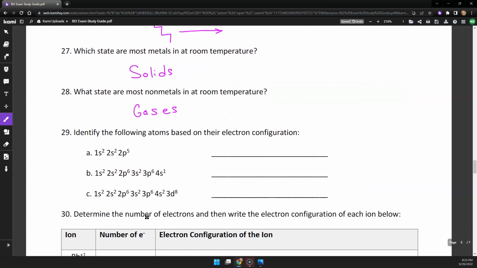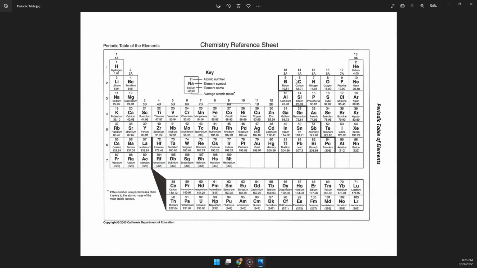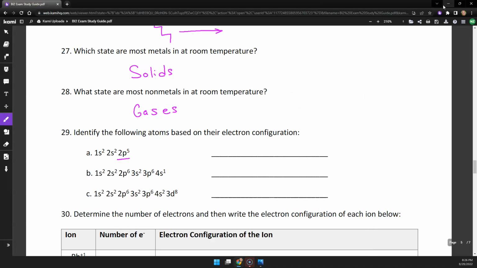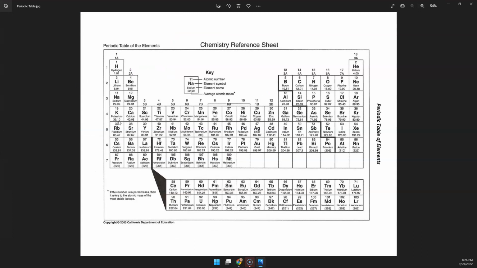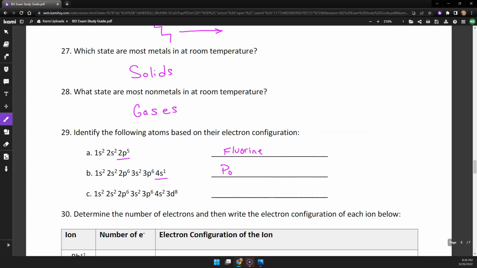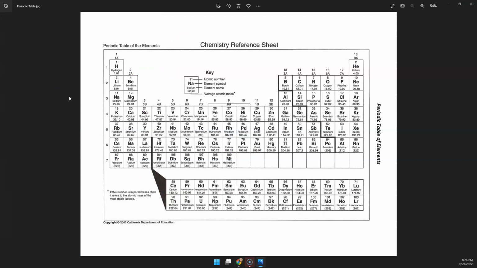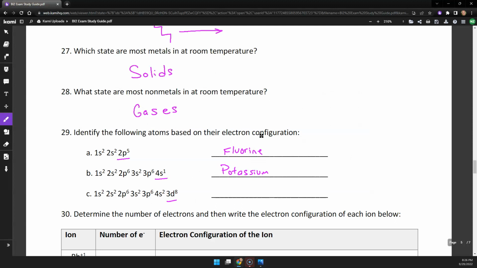Identify the following based on their electron configuration. Okay, so we can just look at the last piece here. 2p5, so second row, p block, 1, 2, 3, 4, 5 is going to be fluorine. B, we can just look at the last piece, 4s1, fourth row, s block, first space is going to be potassium. And the last one, 3d8. Remember, d is always one behind, so we're going to go to the fourth period here. D block, and then 8. 1, 2, 3, 4, 5, 6, 7, 8 is going to be nickel.